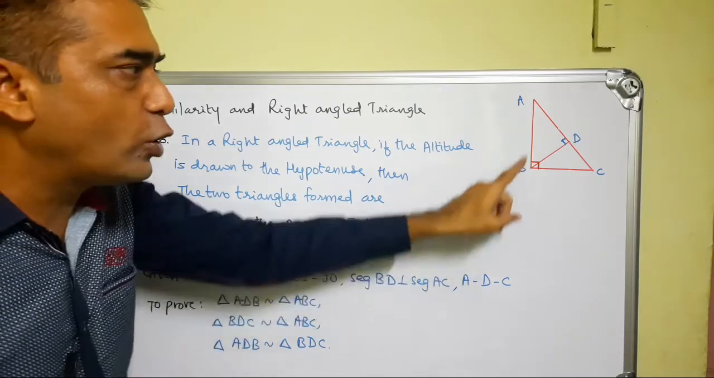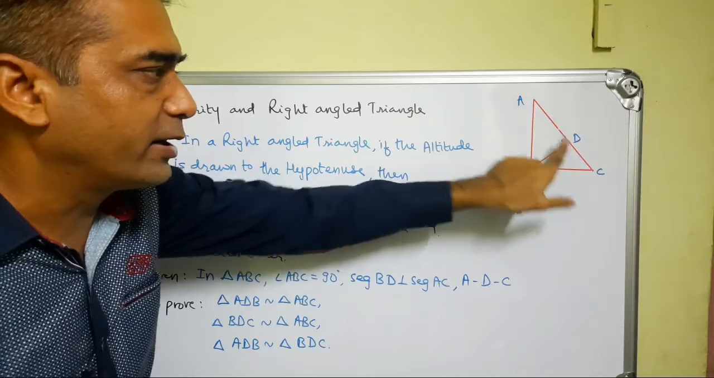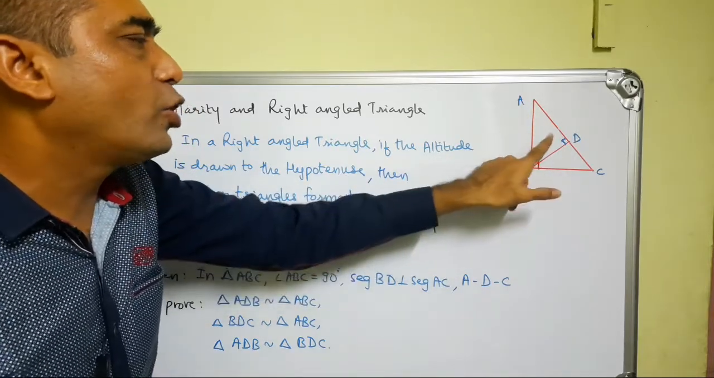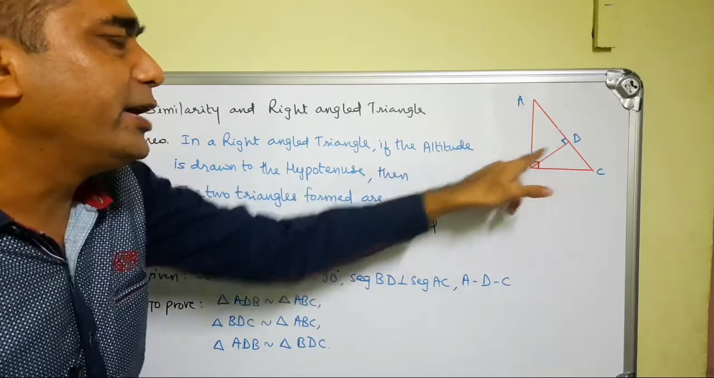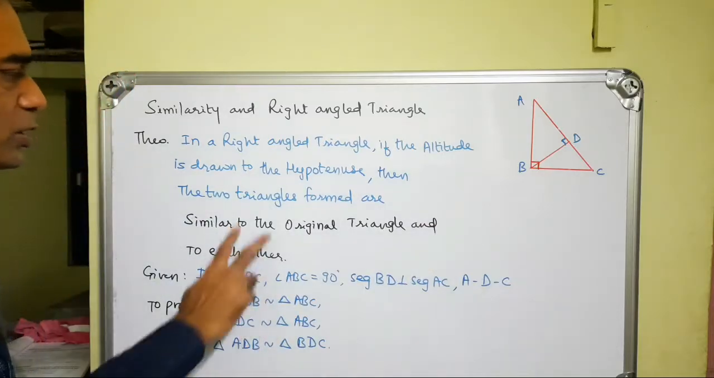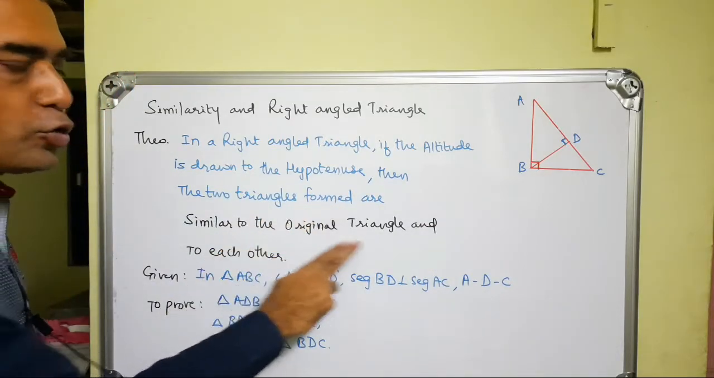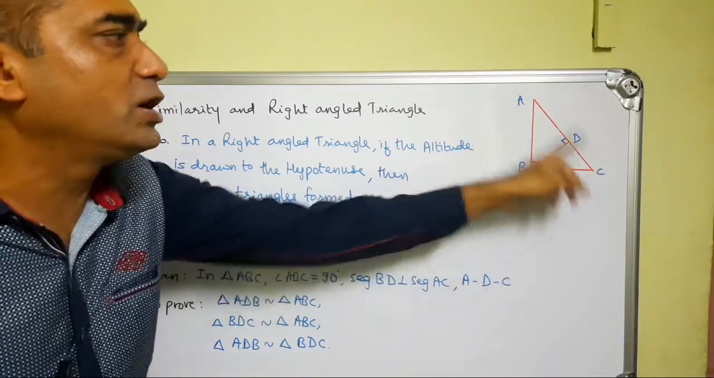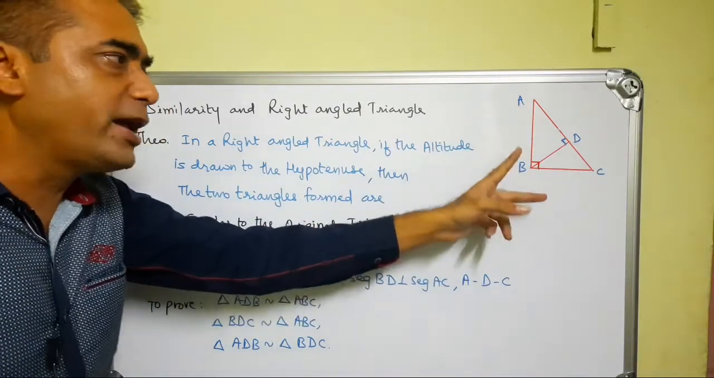Which are the two triangles formed? This is one triangle, this is the other triangle. This is triangle ABD, and this is triangle, you can call it any name, ADB, and this is triangle BDC or DBC. So the two triangles formed are similar to the original triangle. ये दोनों जो triangle बने हैं, these are similar to the original triangle. Original triangle is triangle ABC.